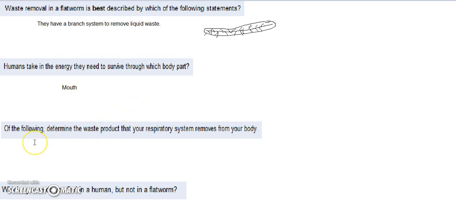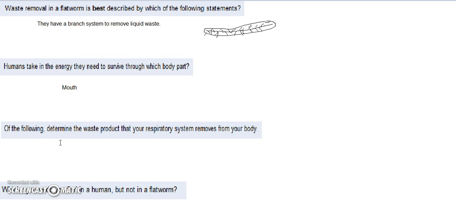Next one, of the following, determine the waste product that your respiratory system removes from the body. And I was a little bit disappointed in this one, because I think we all know what the respiratory system is. It's how we breathe, right? And the choices you had were carbon dioxide, urine, blood, and oxygen. And a lot of people chose urine, and I think we all know what urine is, and we know what the respiratory system is, so that wouldn't seem like a logical answer that urine is the waste product that we release from our respiratory system.